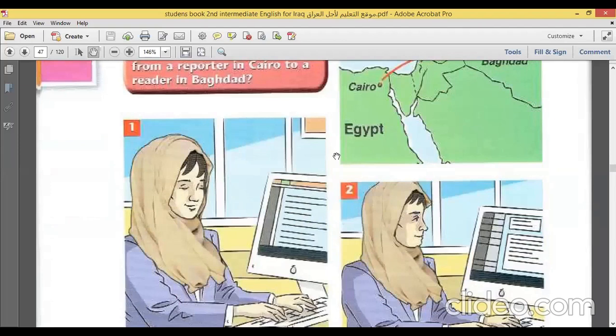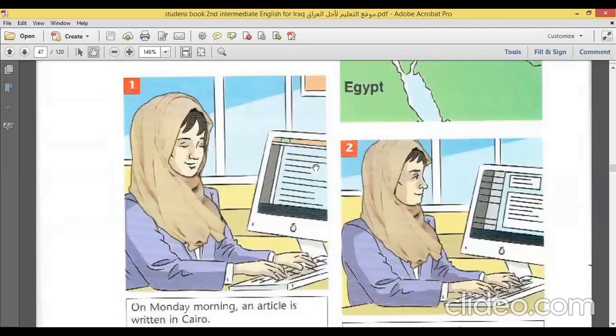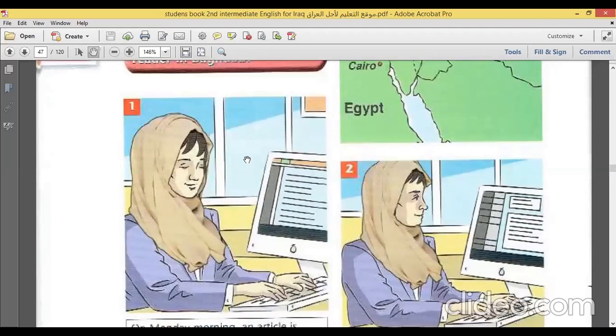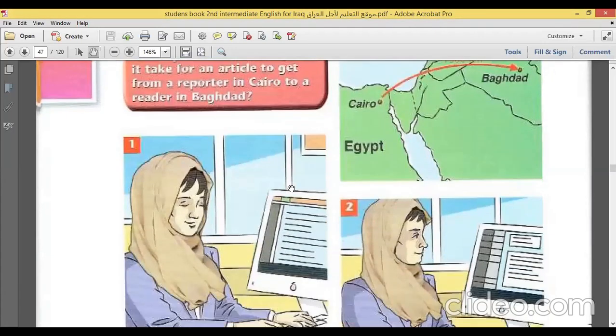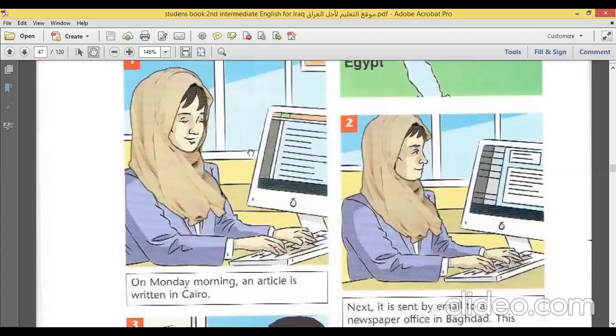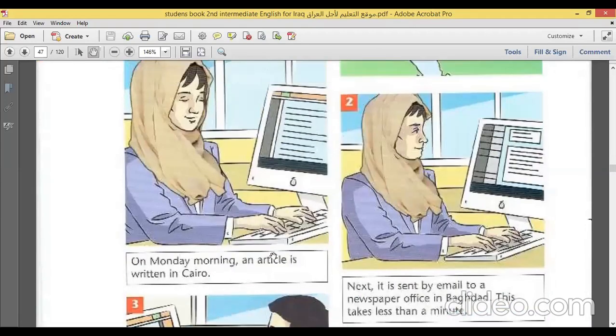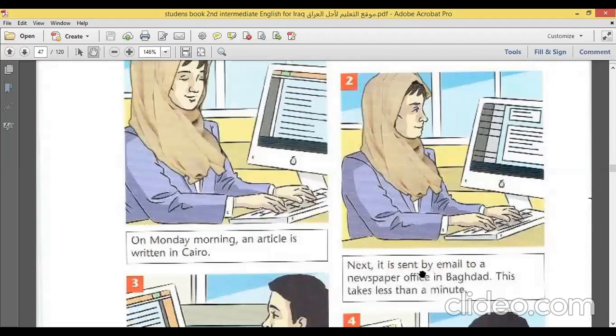Oh, okay. So, we have these captions under these pictures. I think you cannot read them. I will read them instead. On Monday morning, an article is written in Cairo. Next, it is sent by email to a newspaper office in Baghdad. This takes less than a minute.